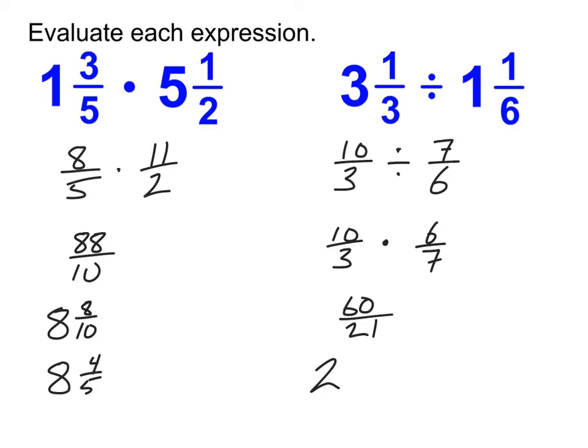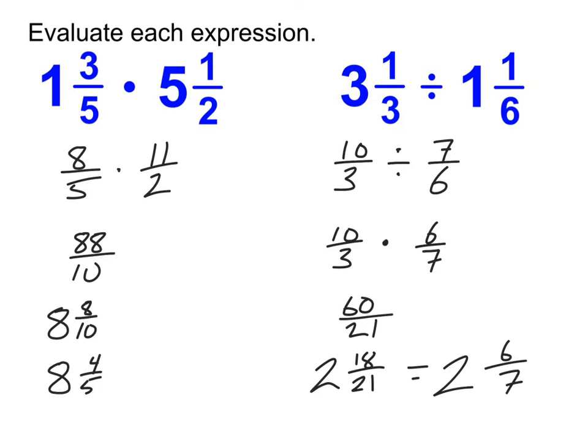Okay, so 2 times 21 is 42. So 42, I'm trying to get up to 60. That means there's 18 left over. So then, it's going to be 2 and 18 over 21. Although again, I'm not going to leave my answer that way. Because that reduces, 18 over 21. What can I divide both of them by? 3. And so this ends up equaling 2 and 6/7.